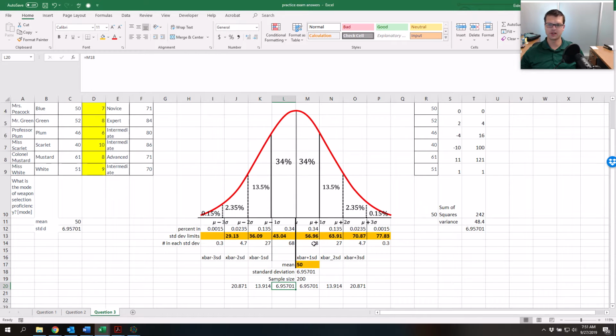Now, this isn't one of those things where it's inclusive or exclusive. This is more theoretical. So when I say above or below, don't worry about whether that's inclusive or exclusive. Just look at the value right there and say, okay, 56.96. And you'll see the number of individuals in each standard deviation.